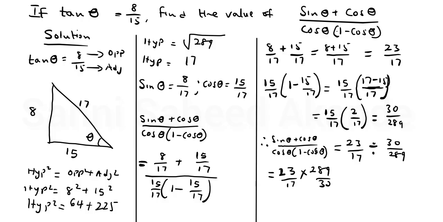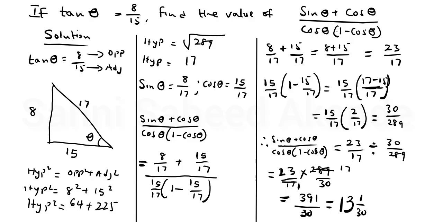Alright, so 17 goes in 17 one time, 17 goes in 289, that is 17. So at the numerator we are having 23 times 17 left. 23 times 17 will give us 391 divided by, at the denominator we are having 30 left. So this is equal to, how many 30 can you see in 391? If you do it very well, you get 13 remainder 1. So 13 whole number 1 over 30. And that is the final answer to this question.